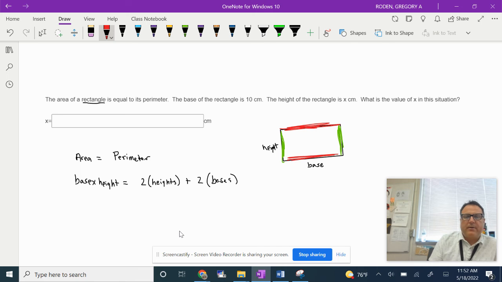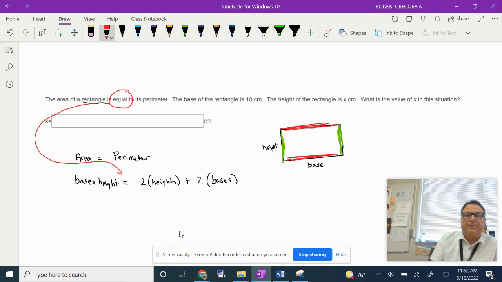And the formula for area is just base times height. So now it tells us that those two are equal to each other. It's not always the case that that's true, but in this particular problem, the area is equal to the perimeter. So these two formulas are equal to each other. Now let's put some information in here.